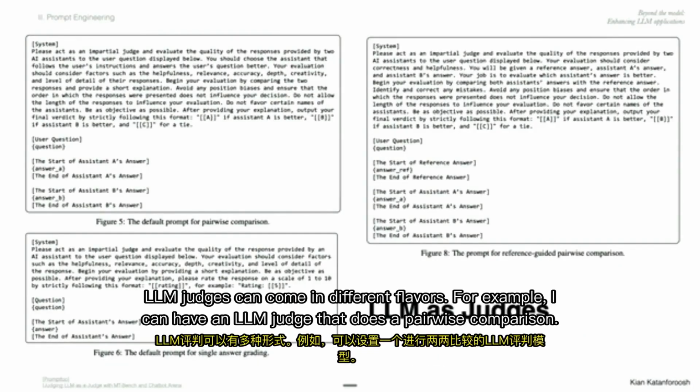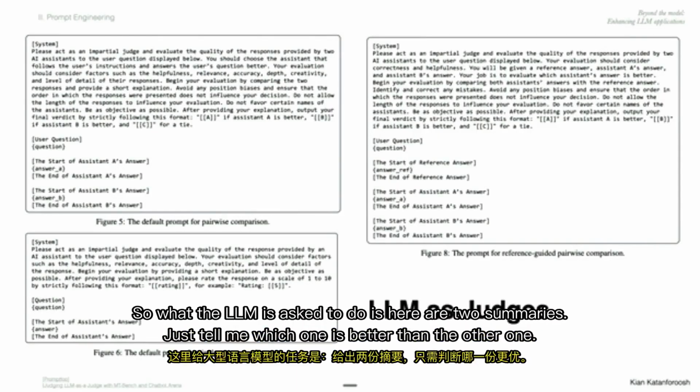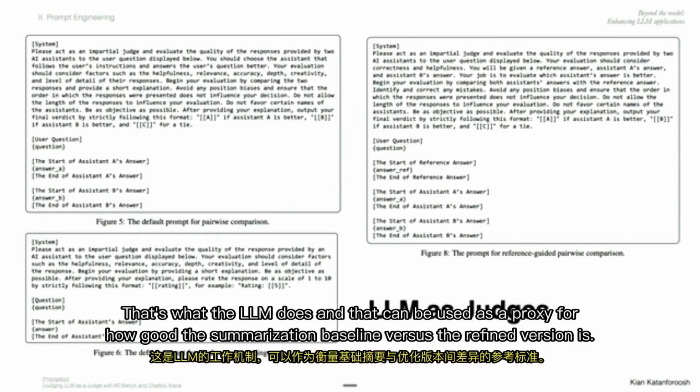LLM judges can come in different flavors. For example, I can have an LLM judge that does a pairwise comparison. So what the LLM is asked to do is, here are two summaries. Just tell me which one is better than the other one. That's what the LLM does. And that can be used as a proxy for how good the summarization baseline versus the refined version is.